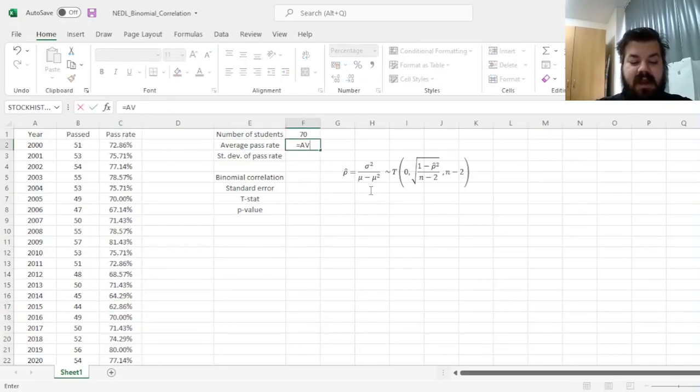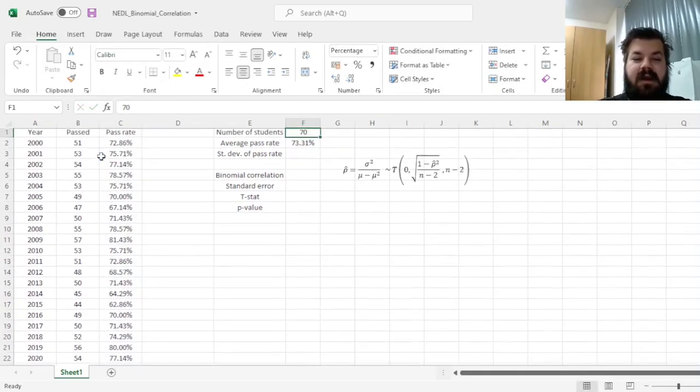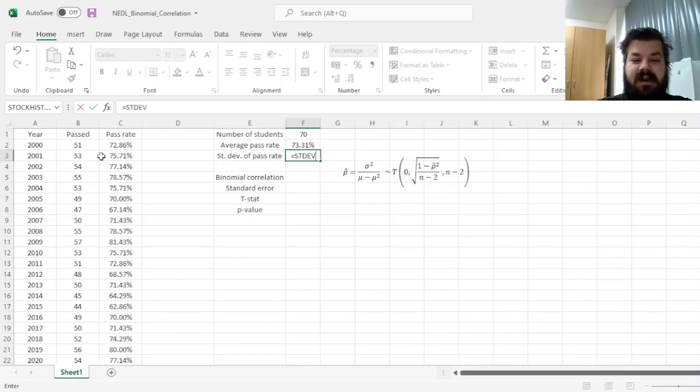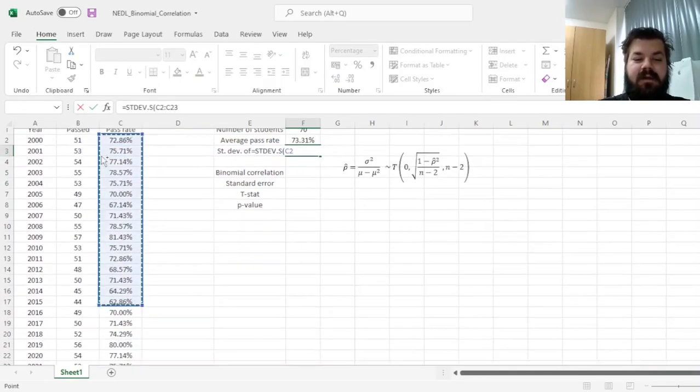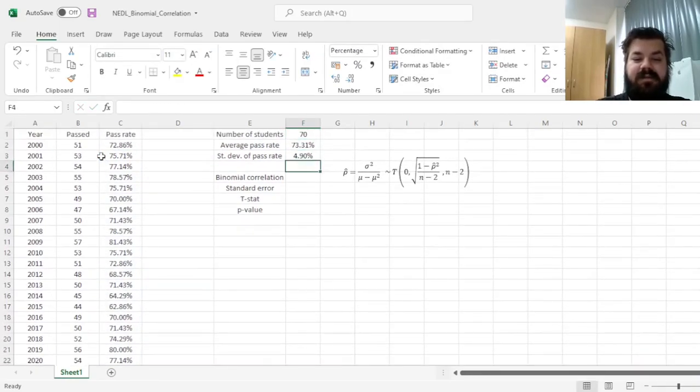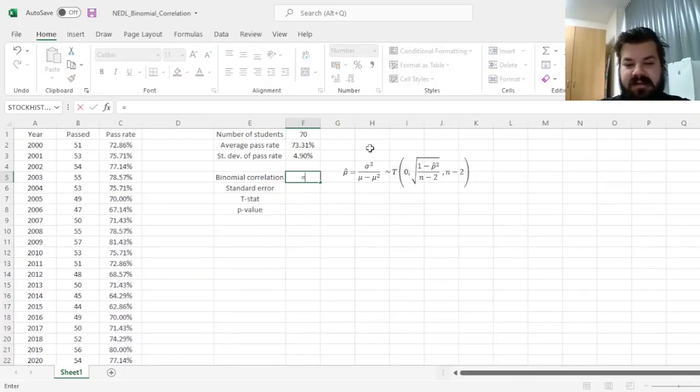For that, we need the average pass rate, just the average across our 21 years, and the standard deviation of the pass rate, so sample standard deviation formula, and the same data is inputted. And now finally we can apply this very formula. In the numerator we would have standard deviation of pass rate squared, the variance, and in the denominator we would have average pass rate minus the average pass rate squared.